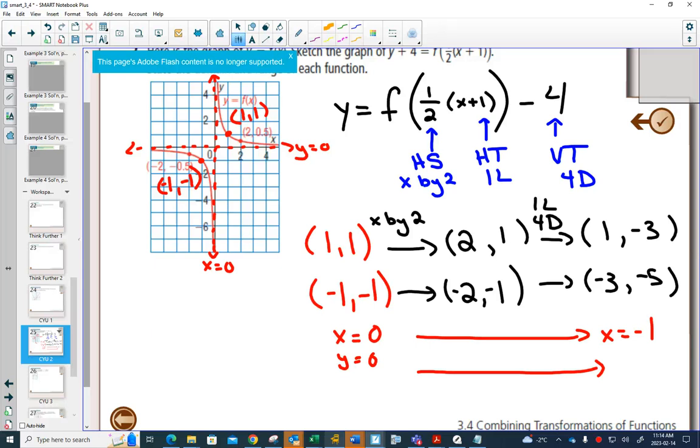With your horizontal asymptote at y equals 0, the only thing that's going to affect that is if you move it up or down. We're moving 4 down, so it's going to become y equals -4.